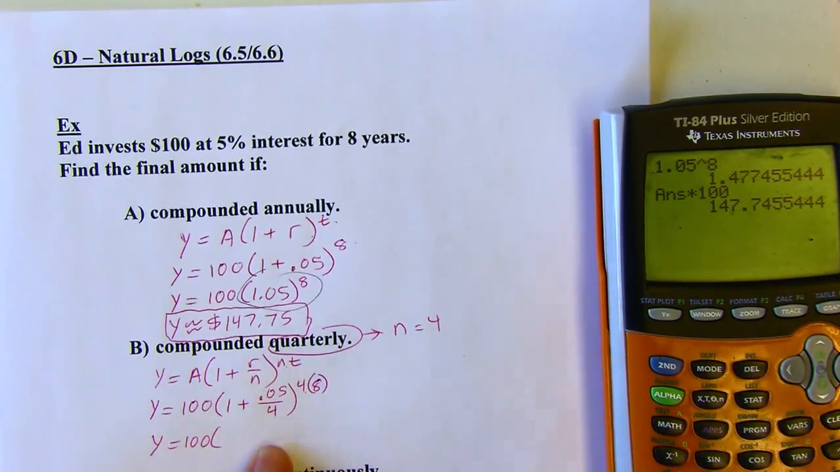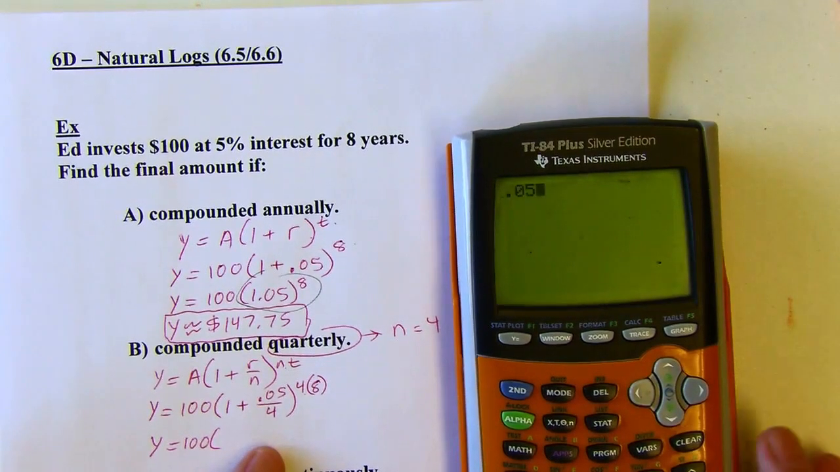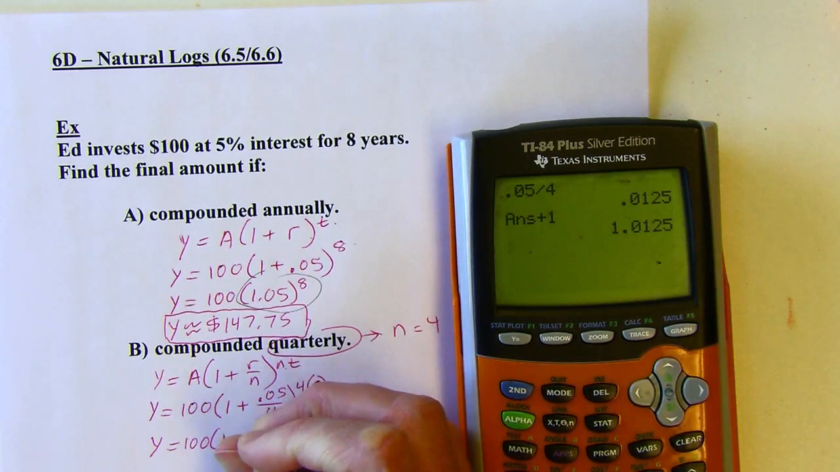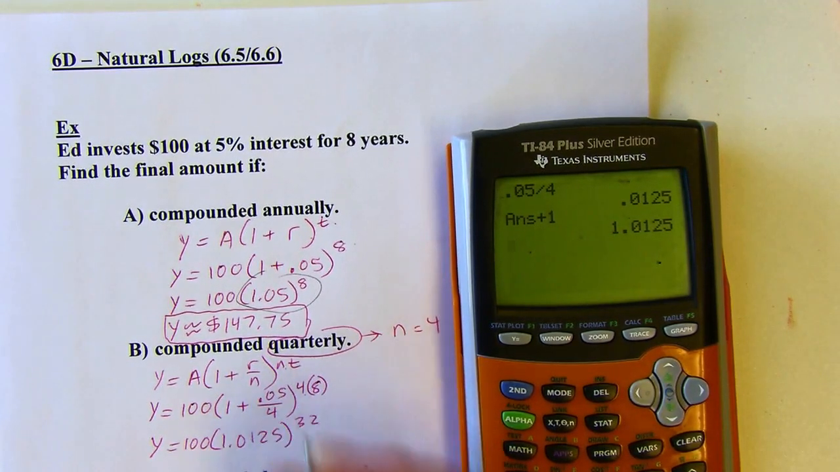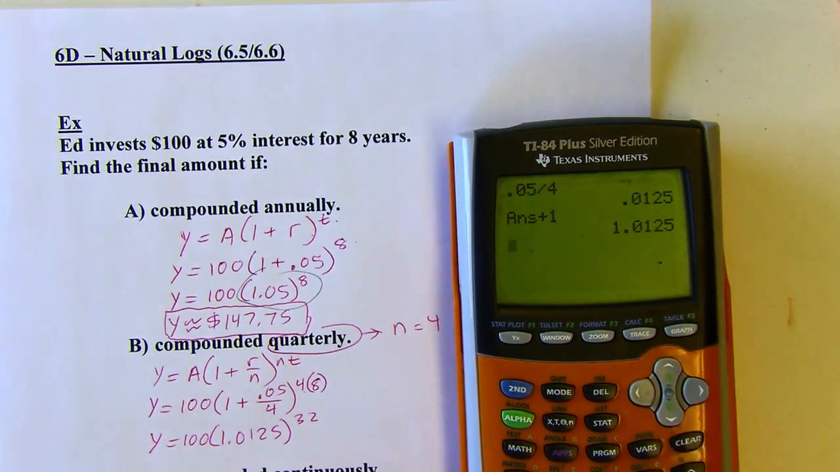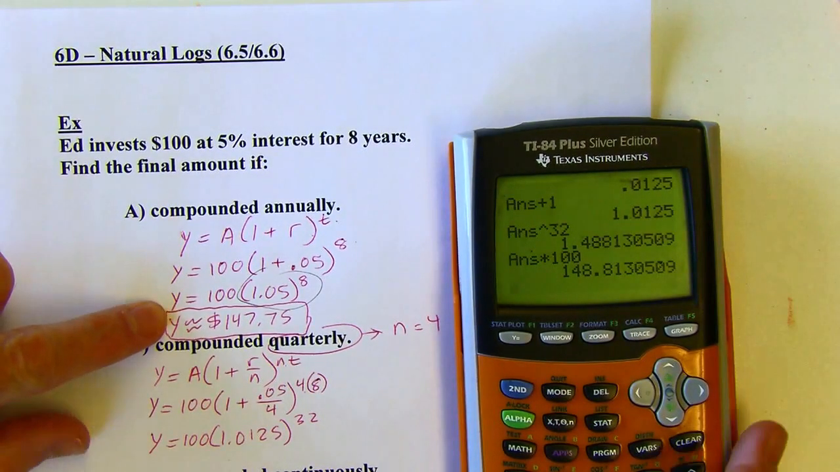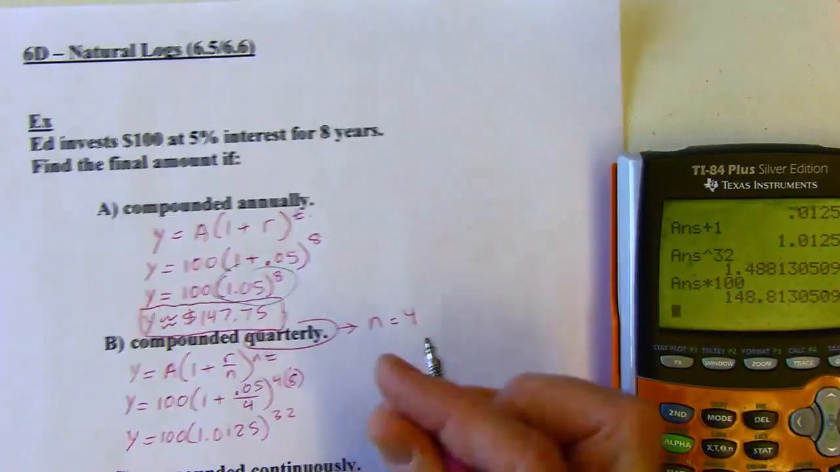Okay, I'm going to start working on the fraction. So 0.05 divided by 4 plus 1. So the contents of the fraction is 1.0125 once you simplify it. And then 4 times 8 is 32, so that's my exponent. Okay, so I'll take the 1.0125 raised to the 32nd and then multiply that by 100. And I was expecting more than $147.75, and I did. I got a little bit more, $148.81.